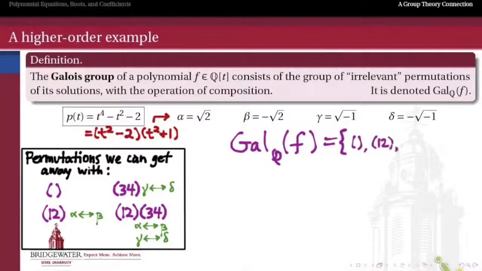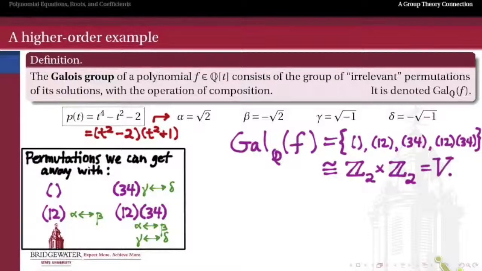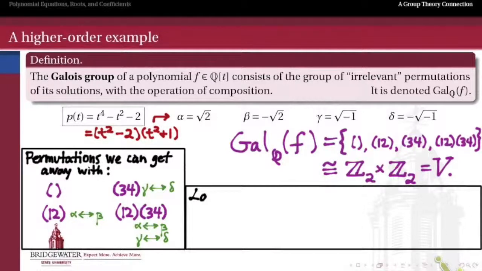And likewise, any other permutation in the symmetric group on 4 symbols is going to do something that some polynomial is going to notice. So the only swaps we can get away with are swapping the similar roots alpha and beta and the similar roots gamma and delta. That gives us these 4 possibilities. And this group is isomorphic to Z2 cross Z2, or the Klein 4 group. Why? Because every one of these permutations is a product of 2 cycles and therefore has order 2. So every element in this group has order 2, except for the identity, of course, which has order 1. So the Galois group of this polynomial is isomorphic to the Klein 4 group.